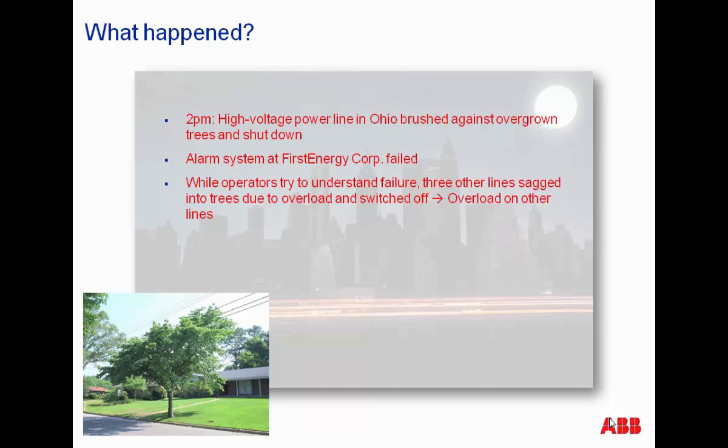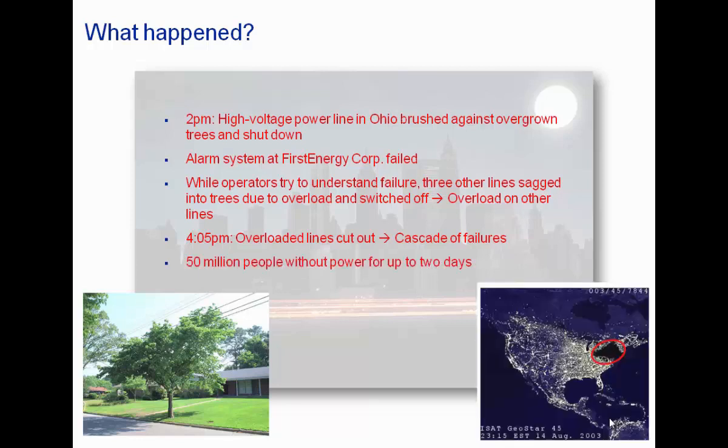And this led, in the meantime, to overload on some other lines because they were not able to react in time. These overloaded lines eventually cut out because they had too much load, they overheated, and this went to a cascade of failure that in the end led to 15 million people without power for up to 2 days. So what we know from this case and from similar cases that happen regularly but not at this scale is that a quite small event can lead to a relatively disrupting event in the end.